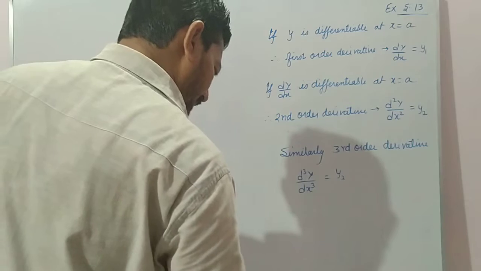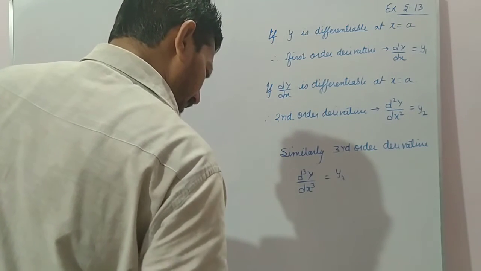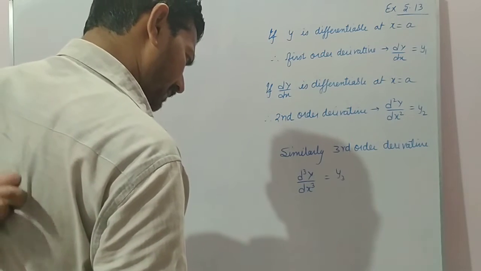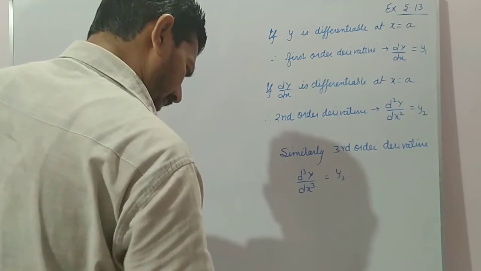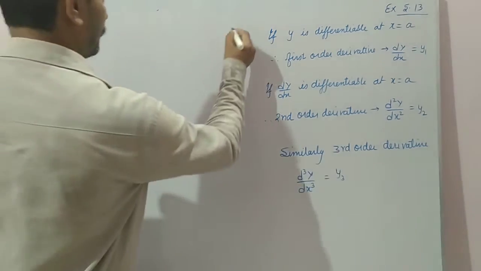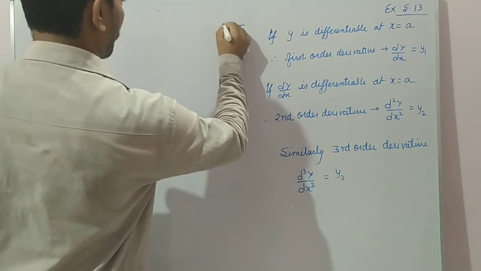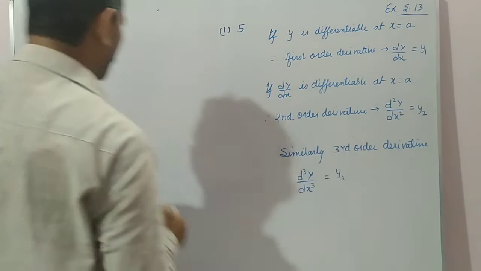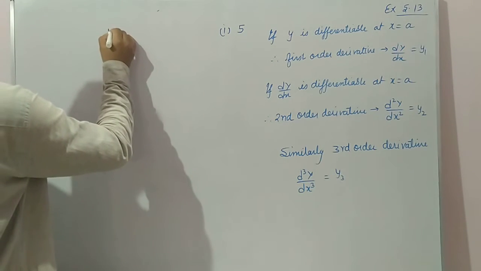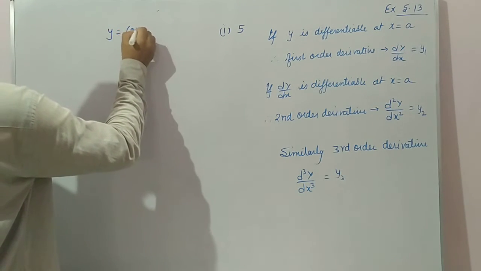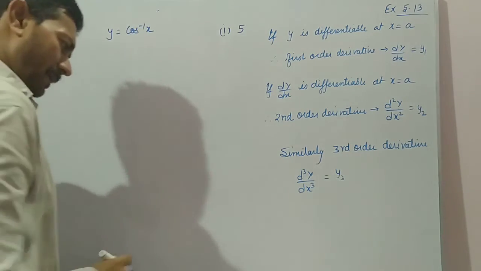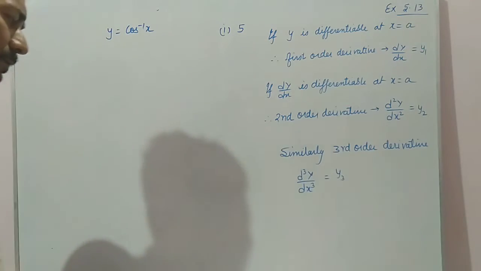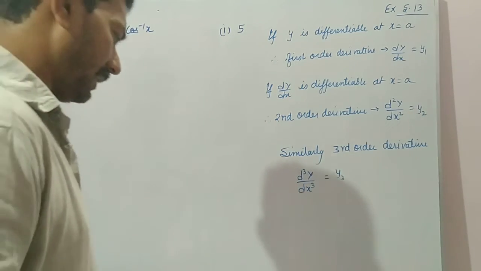Next sum we will do. Question number 5, number 1. y equal to cos inverse x. Find d2y by dx square in terms of y alone. We have to find d2y by dx square, but in terms of y.